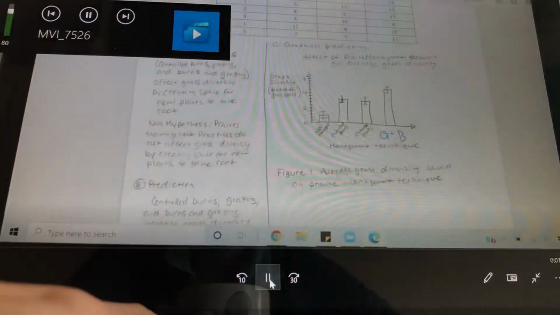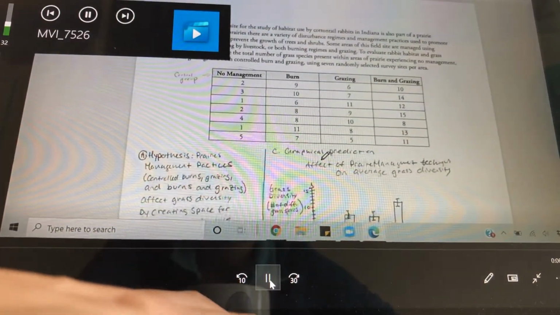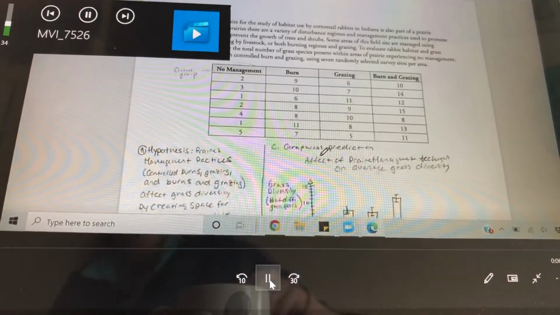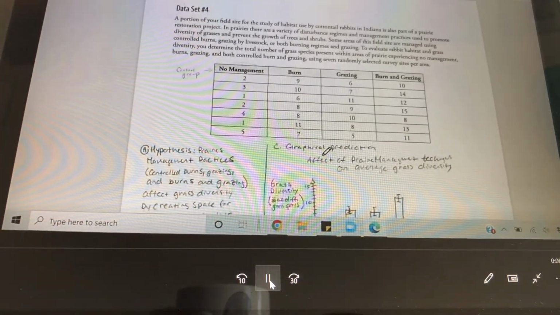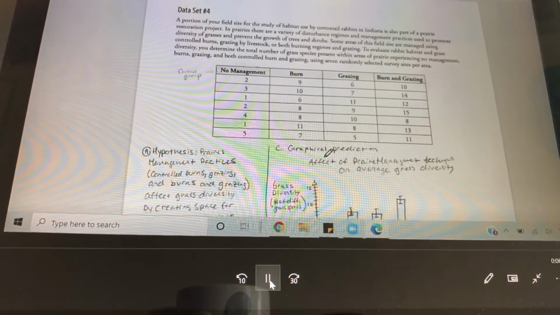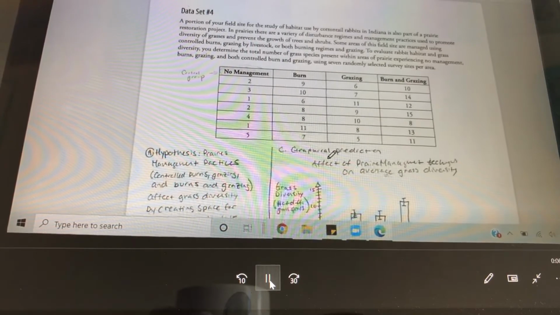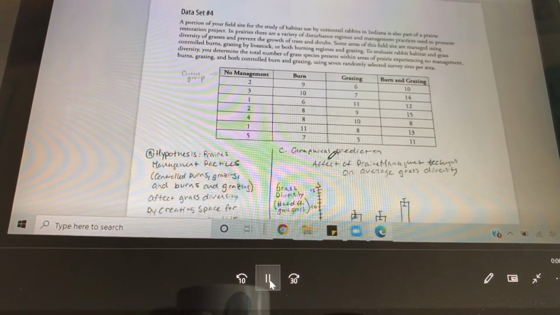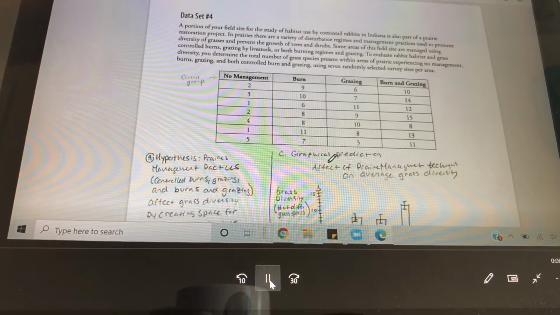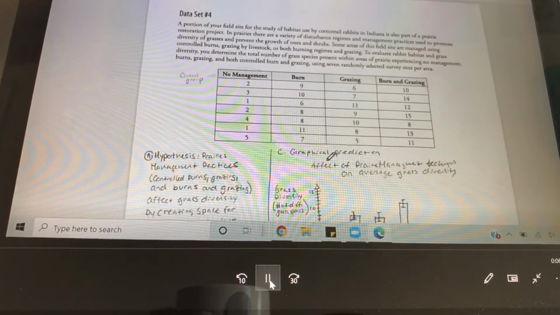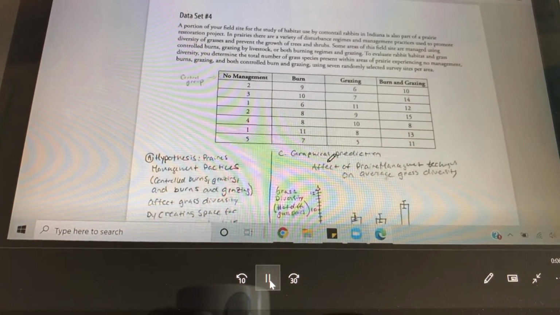So we had problem number 4, and this scenario was a portion of your field site for the study of habitat use by cottontail rabbits in Indiana, which is also part of a prairie restoration project. In prairies, there are a variety of disturbance regimes and management practices used to promote diversity of grasses and prevent the growth of trees and shrubs. Some areas of this field site are managed using controlled burns, grazing by livestock, or both burning regimes and grazing.